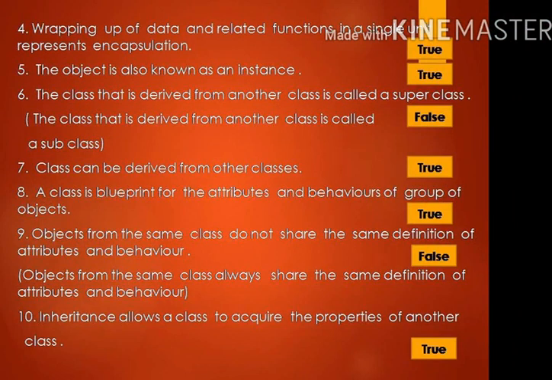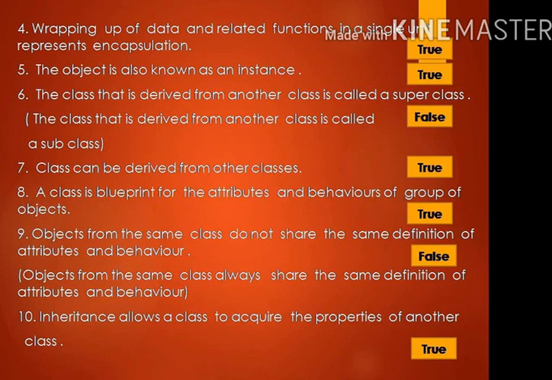Question number 4. Wrapping up of data and related functions in a single unit represents encapsulation. True. Number 5. The object is also known as an instance. True. Number 6. The class that is derived from another class is called a superclass. The statement is false. The correct statement is: the class that is derived from another class is called a subclass.